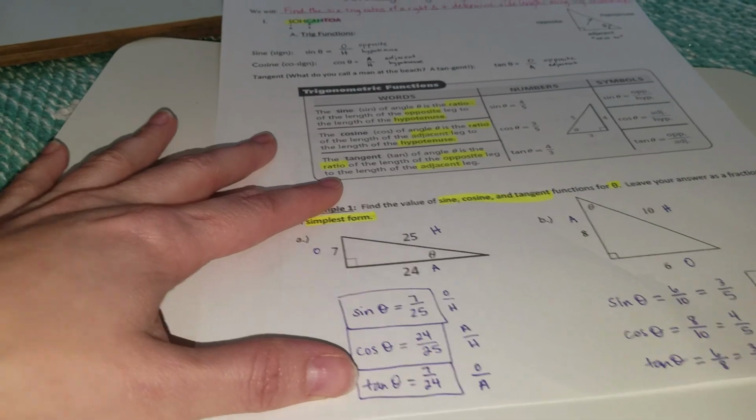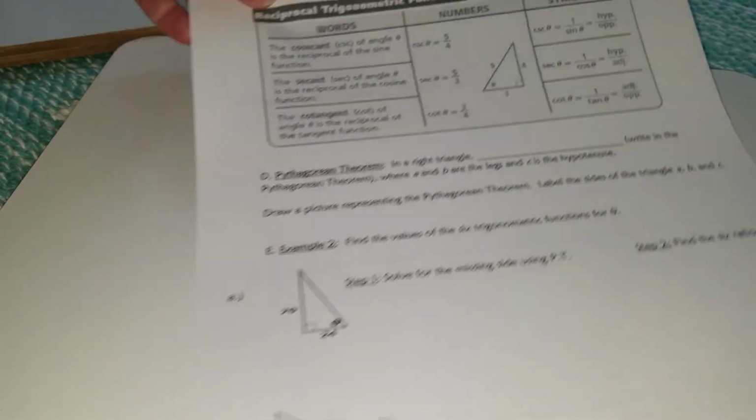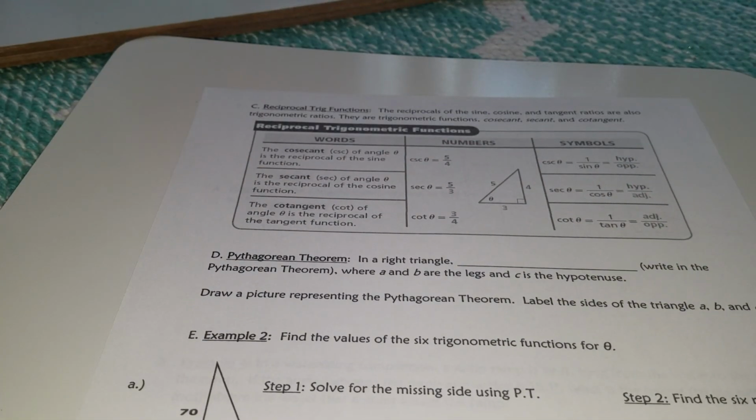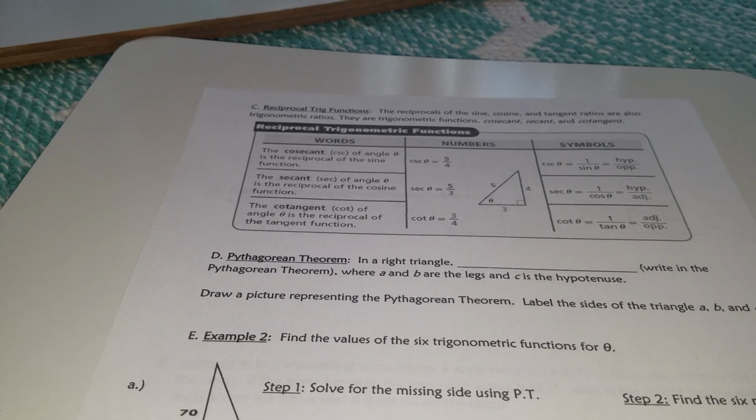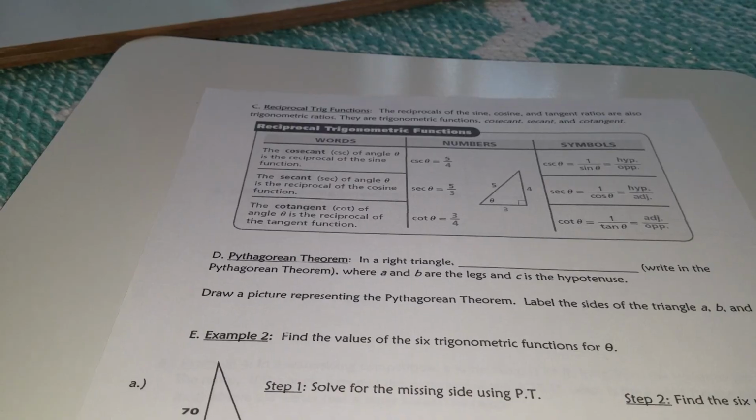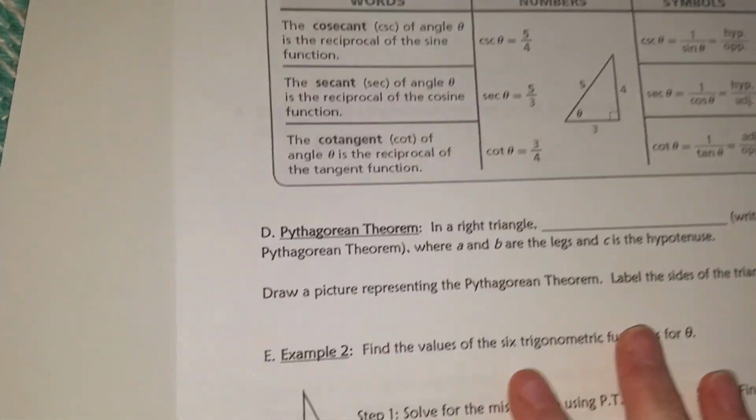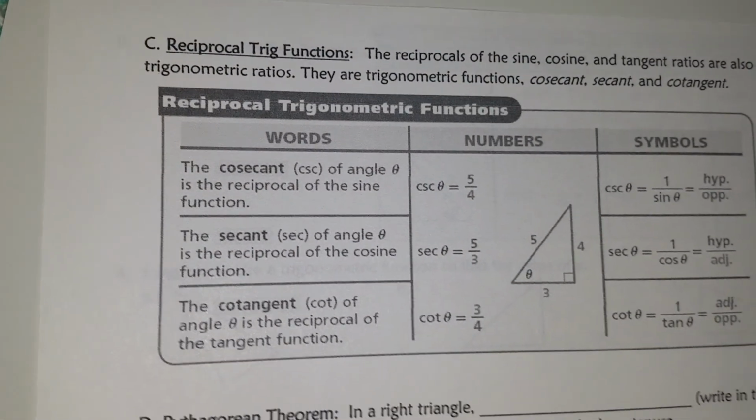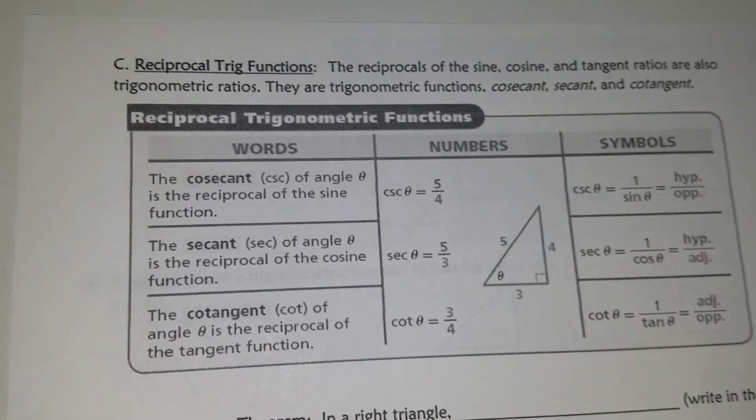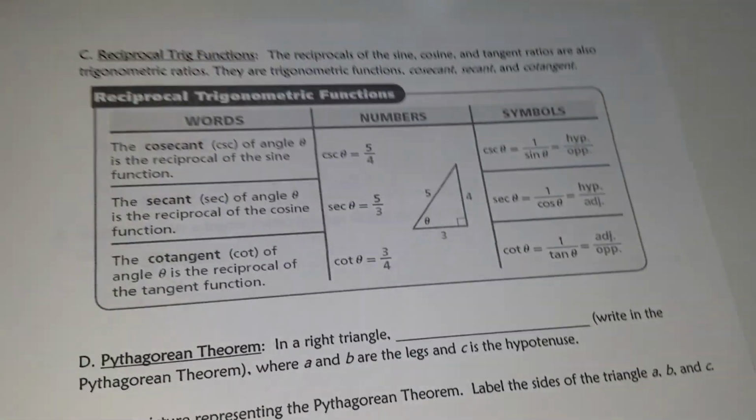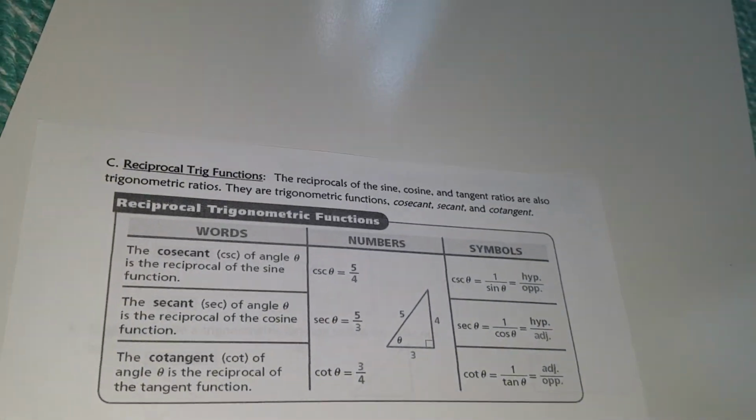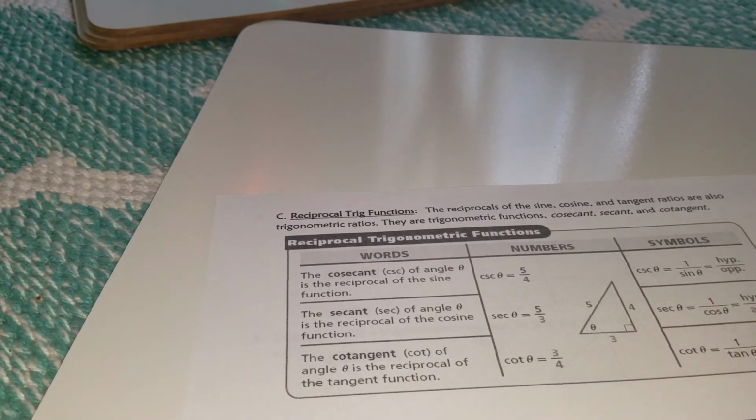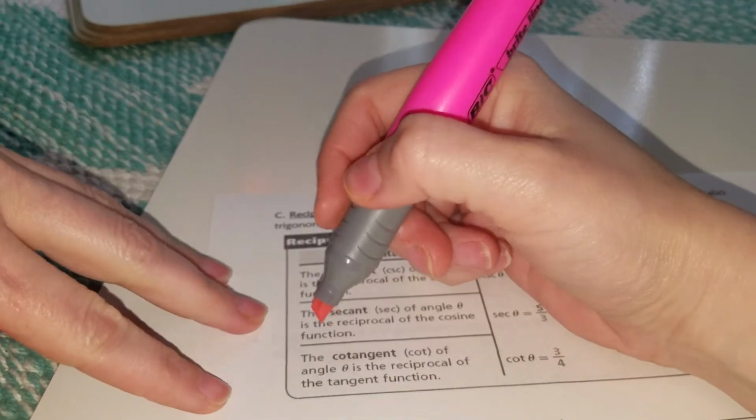All right, moving on. There are reciprocal trig functions. So aside from the cosine, the sine, and the tangent, we have the cosecant, the secant, and the cotangent. Cotangent is usually the simplest to remember because it has the word tangent in it. And then, do you remember what the definition of a reciprocal is?